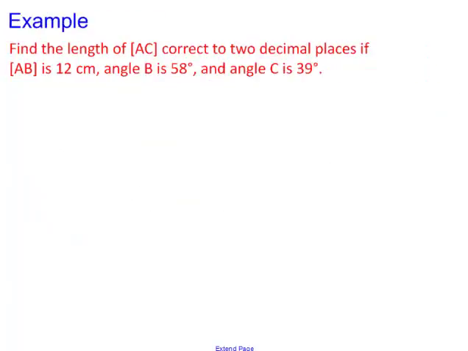Let's look at another example. We want to find the length of side AC, corrected to 2 decimal places, if side AB is 12 centimeters, angle B is 58 degrees, and angle C is 39 degrees. Let's start with the diagram. I want you to pause the video, draw a diagram, label it, and see if you can set up the law of cosines for this problem.